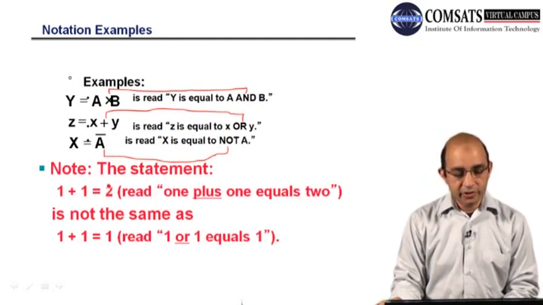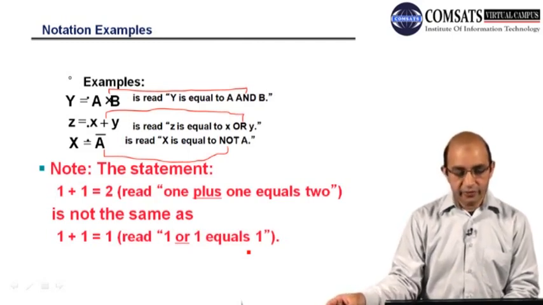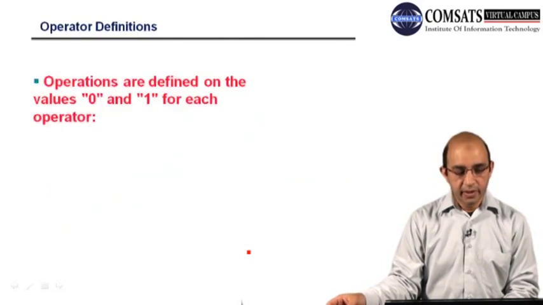This is interesting. Whenever we perform normal addition, we say 1 plus 1 is equal to 2, but this is not true in Boolean algebra. So 1 plus 1 is equal to 1, or you can read it as 1 OR 1 equals 1. This is something different, and you have to handle it differently when you are using Boolean algebra.